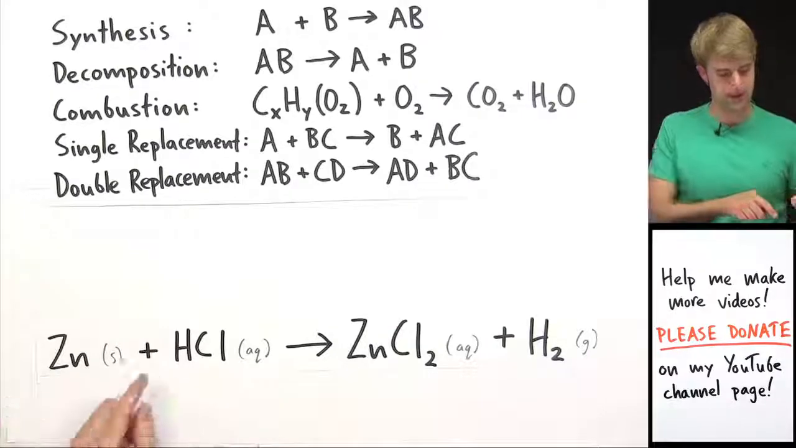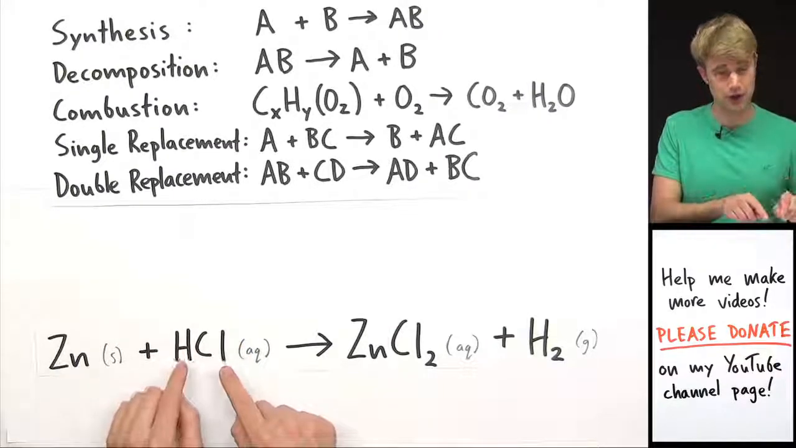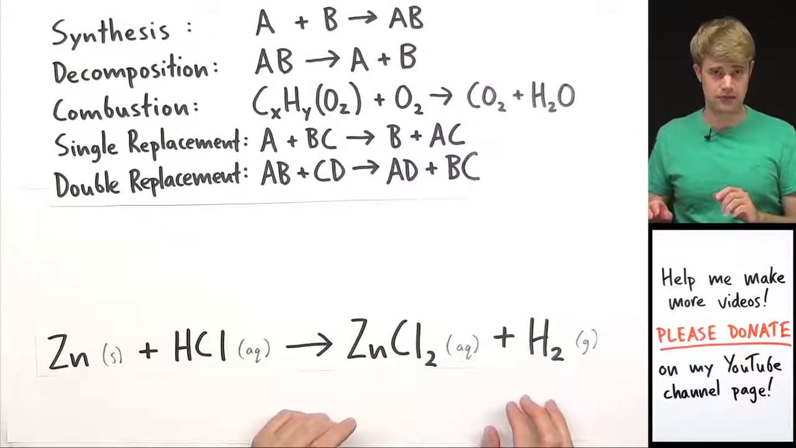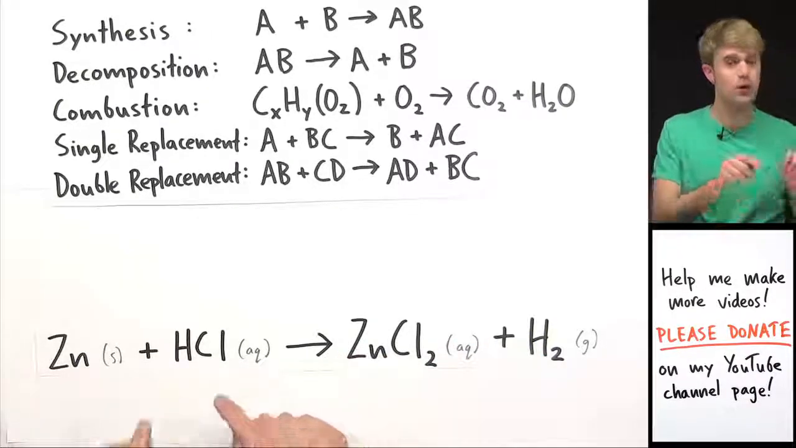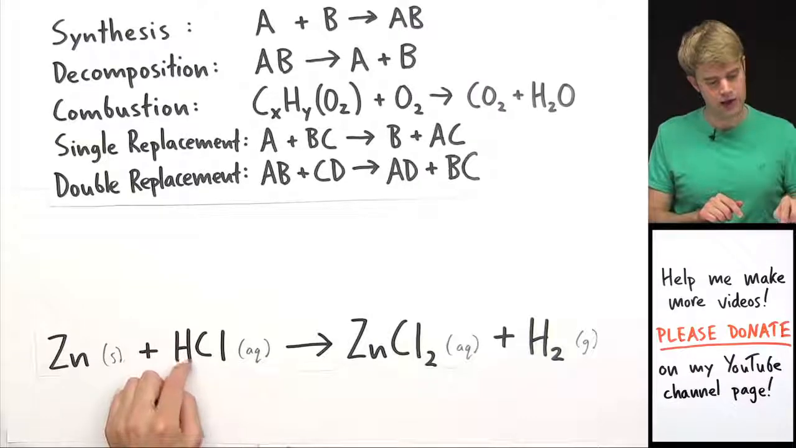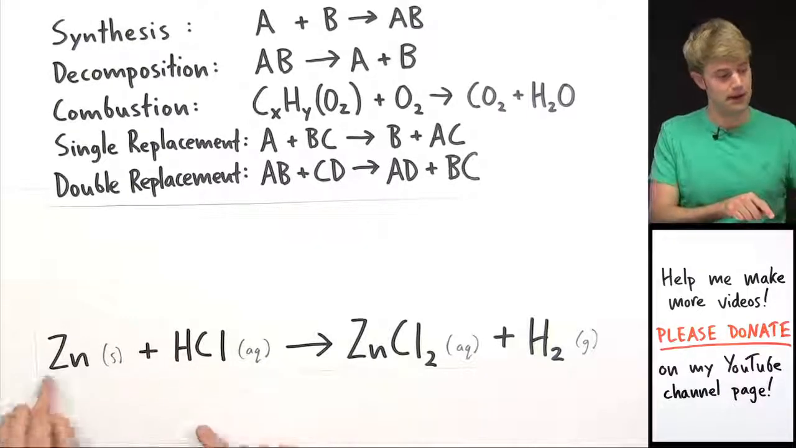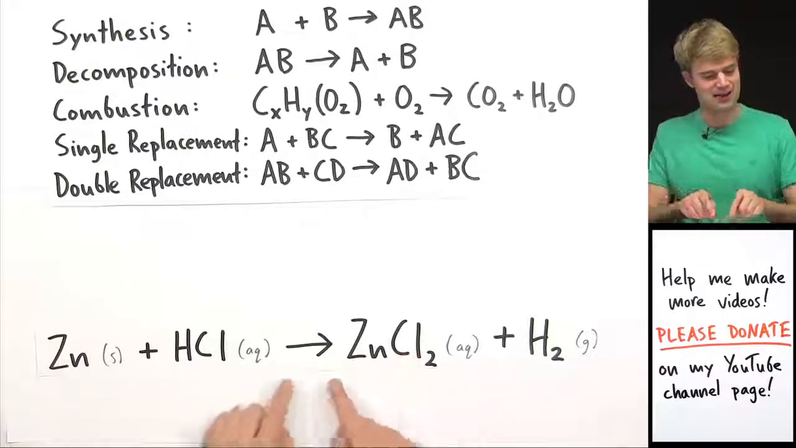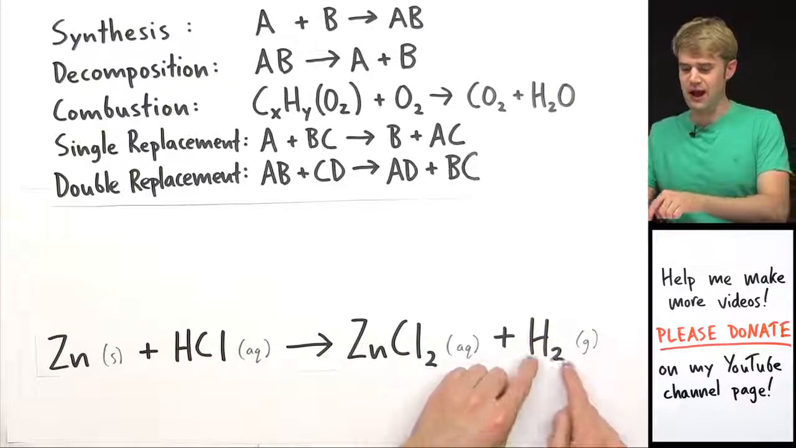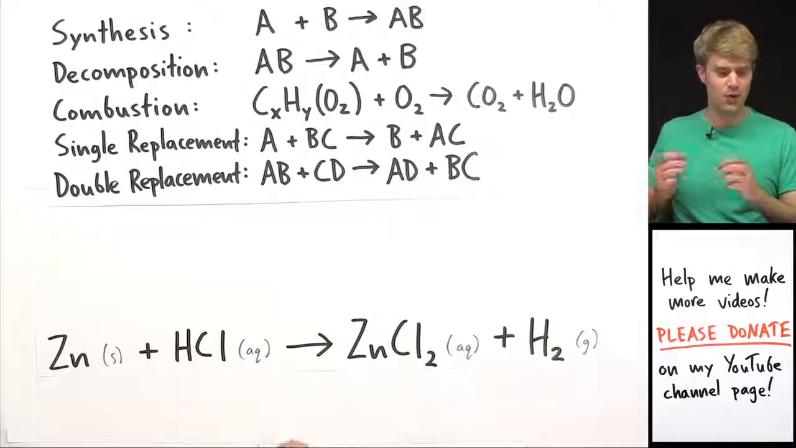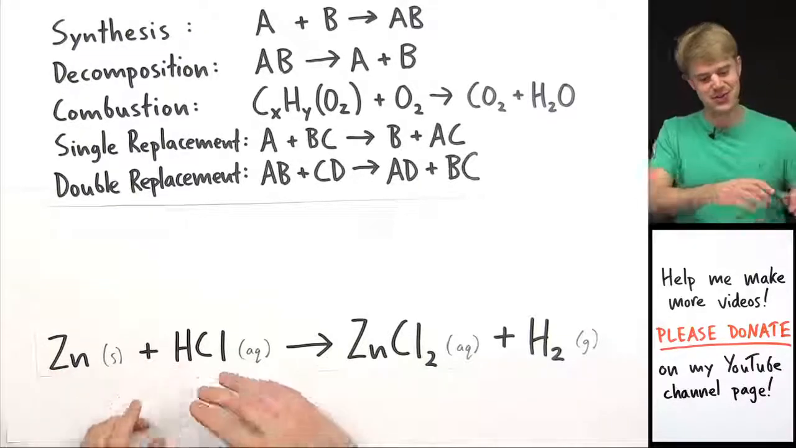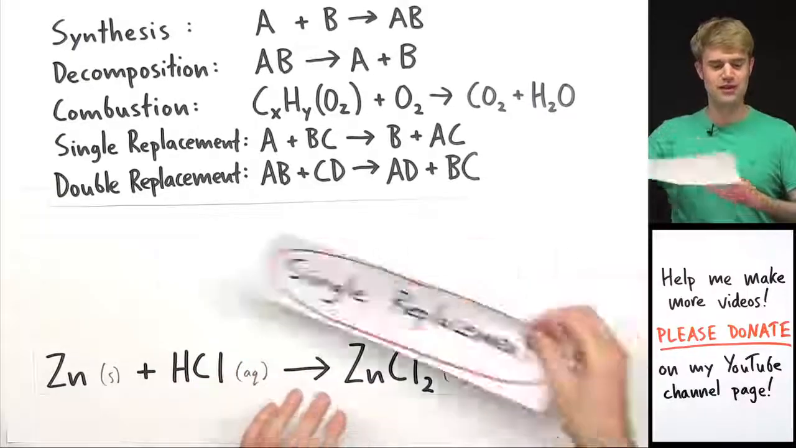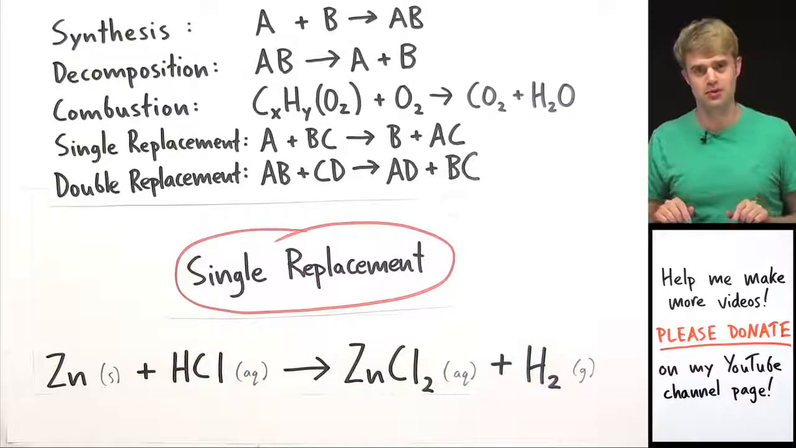Zinc by itself and HCl, which is called hydrochloric acid, give us zinc chloride and hydrogen gas. So what's happening here? Well, look at what's paired up together. Hydrogen and chloride here are paired up, and then zinc by itself pushes that hydrogen out of the way and ends up pairing up with chloride, giving us hydrogen by itself. So when an element on its own kicks out another element and takes its place in a pair, that is a great example of a single replacement reaction.